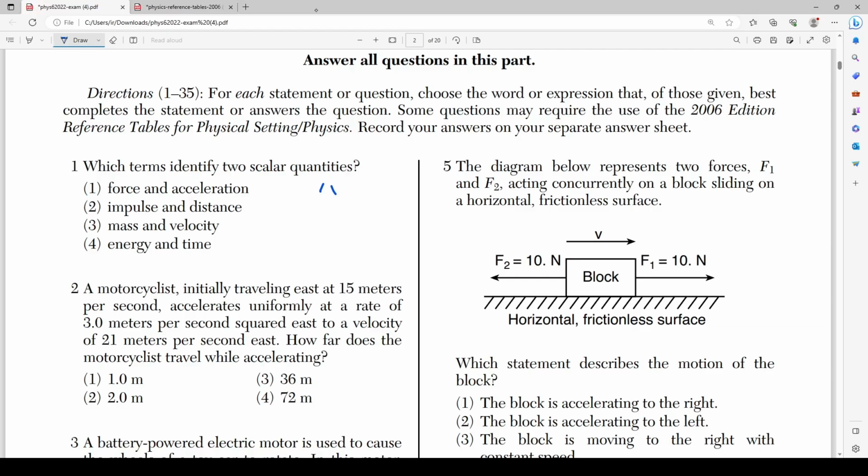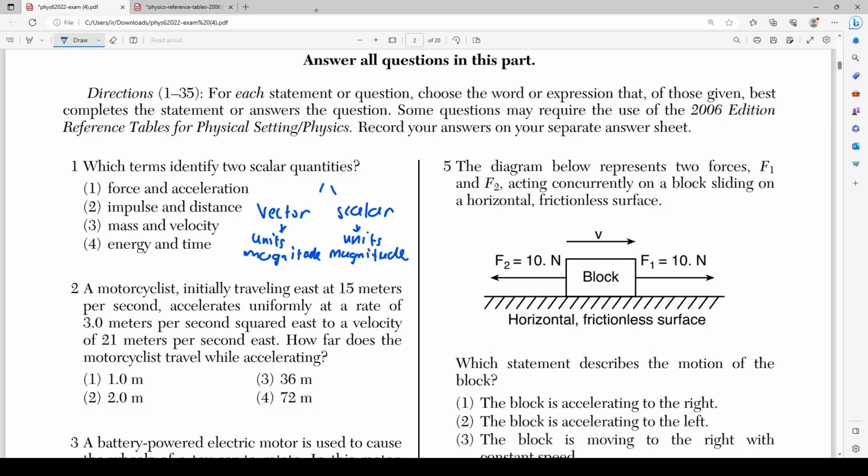Right, so in physics you have two different quantities. You have vector quantities and you have scalar quantities, right? Both vector and scalar quantities have units, and they have magnitude. All that magnitude means is that they have a number associated with them, right?